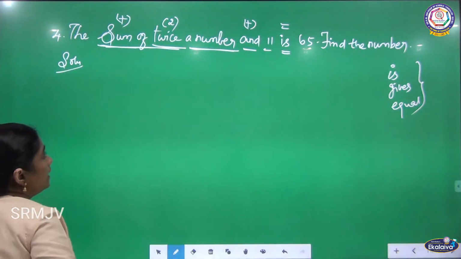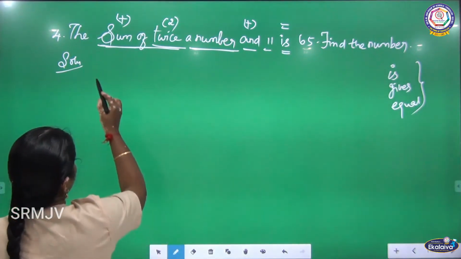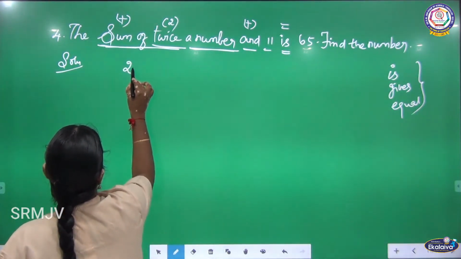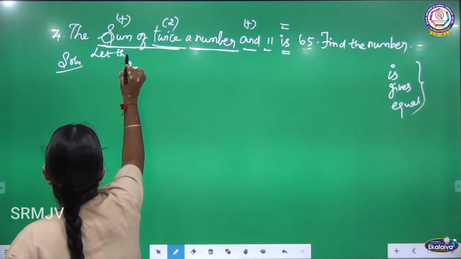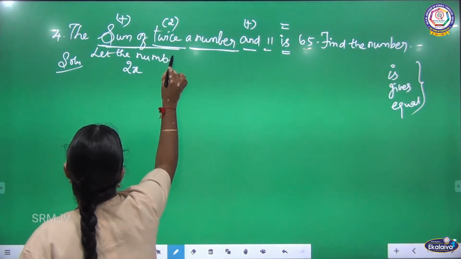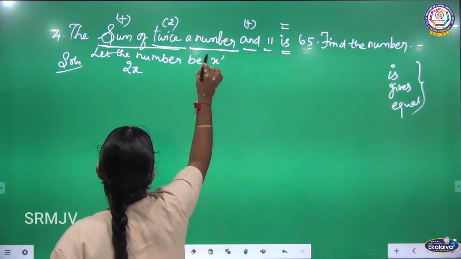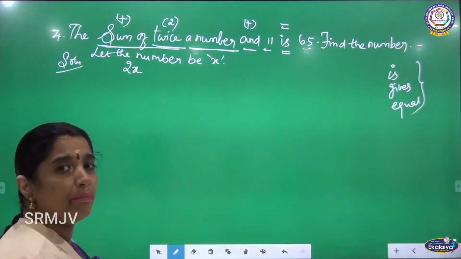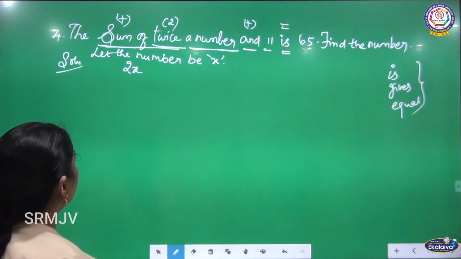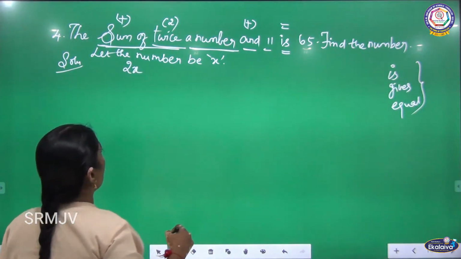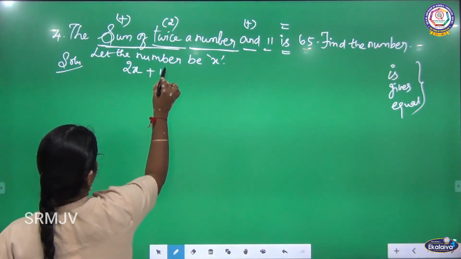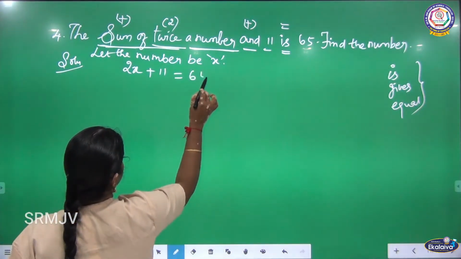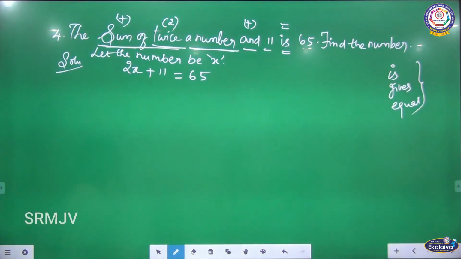According to the statement I am going to frame the equation here. Is it clear, children? Listen. Twice a number, so for that 2x. Before that I will assume, let the number be x. Let the number be x. First we will assume, let the number be what? X. Now you can frame the equation: sum of twice a number. So 2x plus 11 is equal to 65. Can you clear this? For the statement I have framed the equation.